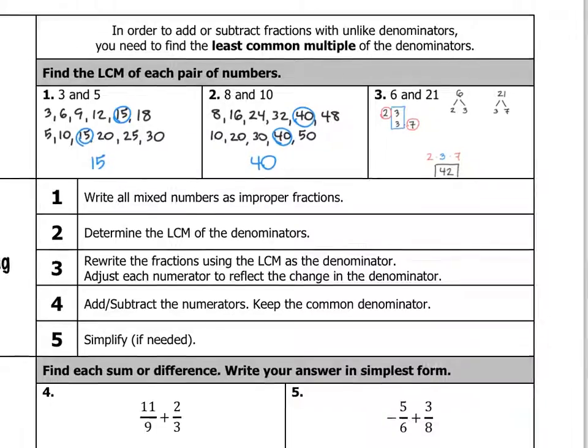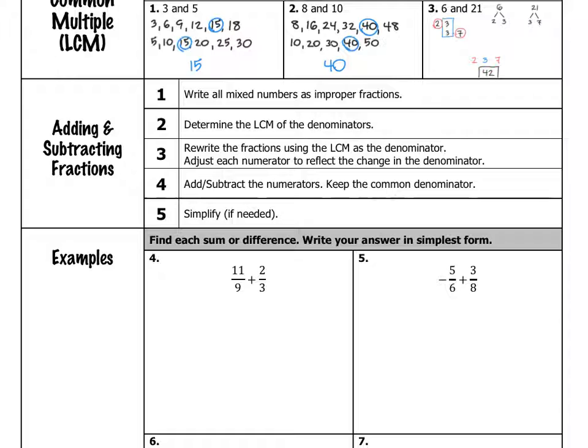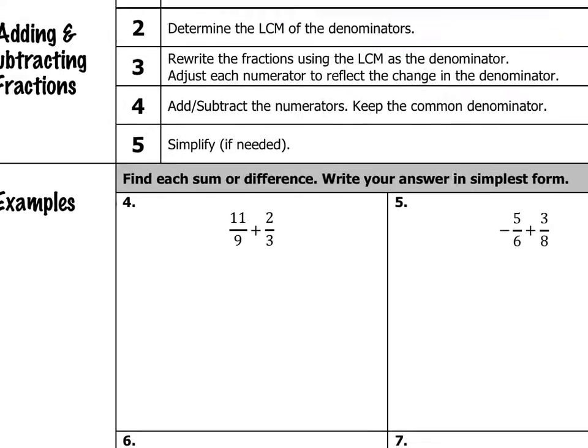All right. So the point of all that was to be able to find least common denominators when adding and subtracting fractions. So I've expanded the steps for adding and subtracting to include what you need to do when the denominators are uncommon. We're still going to write all mixed numbers as improper fractions. Then we'll determine the LCM of the denominators and rewrite the fractions using the LCM as the denominator. Once we rewrite the fractions and adjust the numerators, then we'll add and subtract and simplify as we did in the last video. So let's look at these examples now with the fractions.